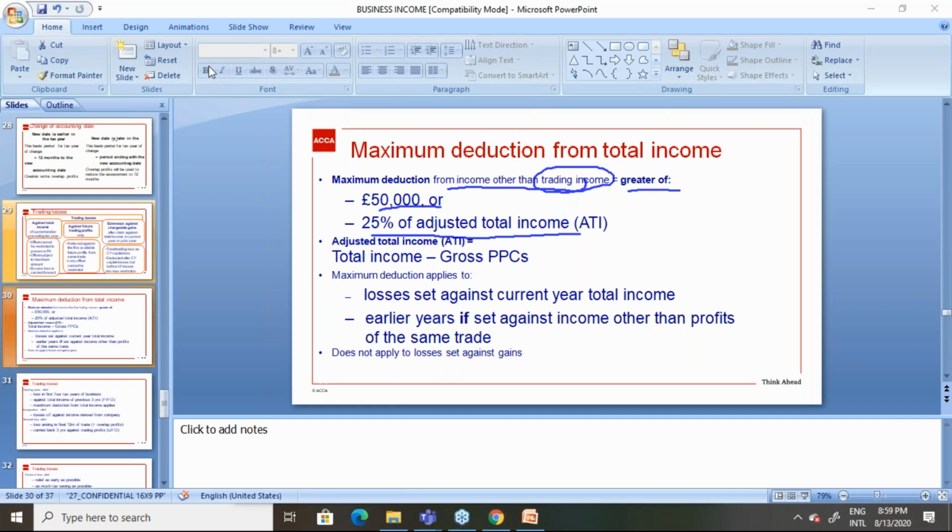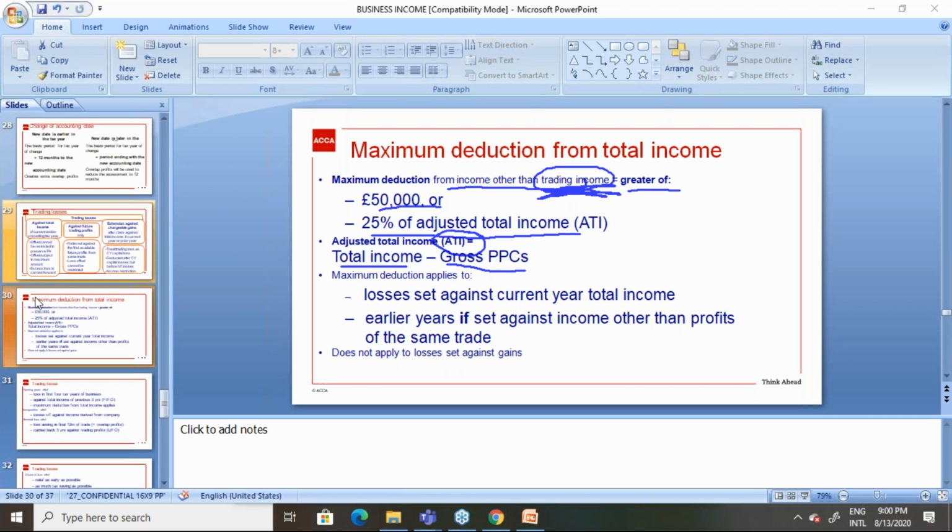From your total income, when you're calculating the taxable income, you get an answer called total income. From that, you deduct gross personal pension contributions. We don't deduct gross gifted donations, you only deduct gross personal pension contributions. Then you get an answer, we call it ATI. Take 25% of that amount and compare with £50,000, take the greater, and up to that amount you can set off against your total income, but other than trading profits. So that's the maximum deduction available.